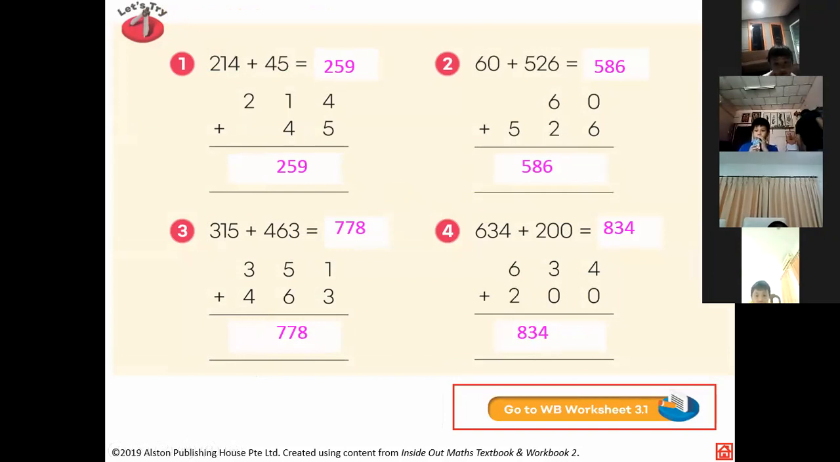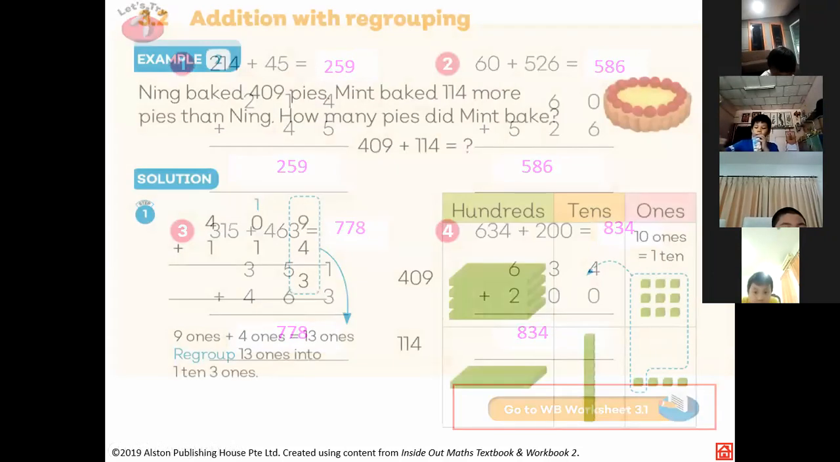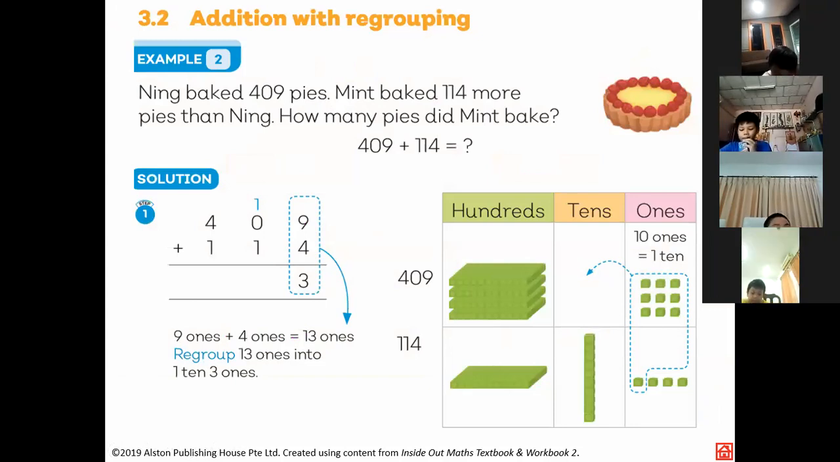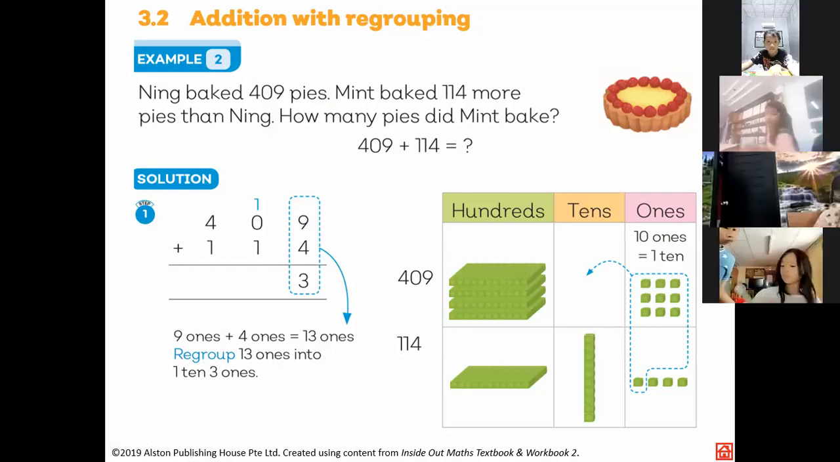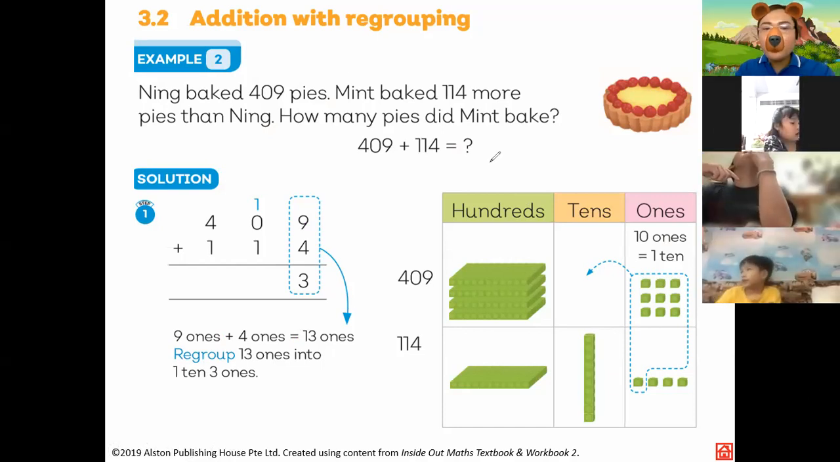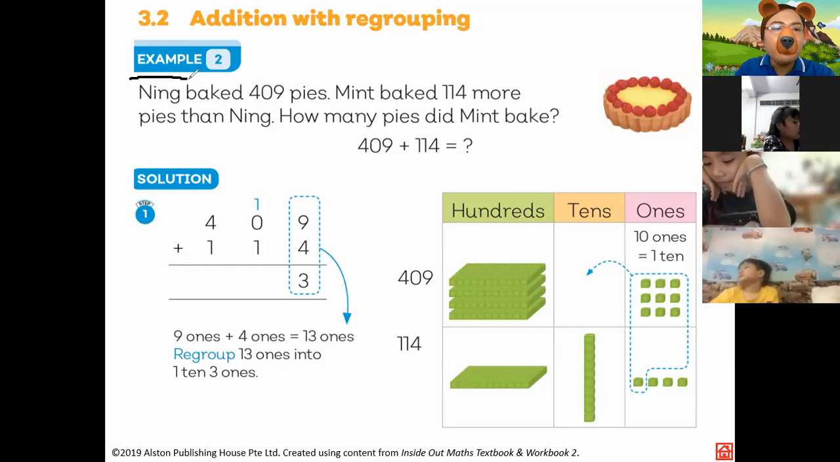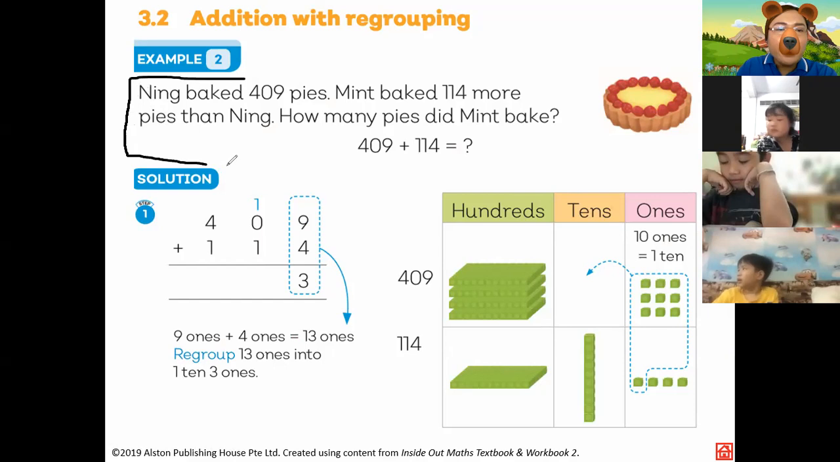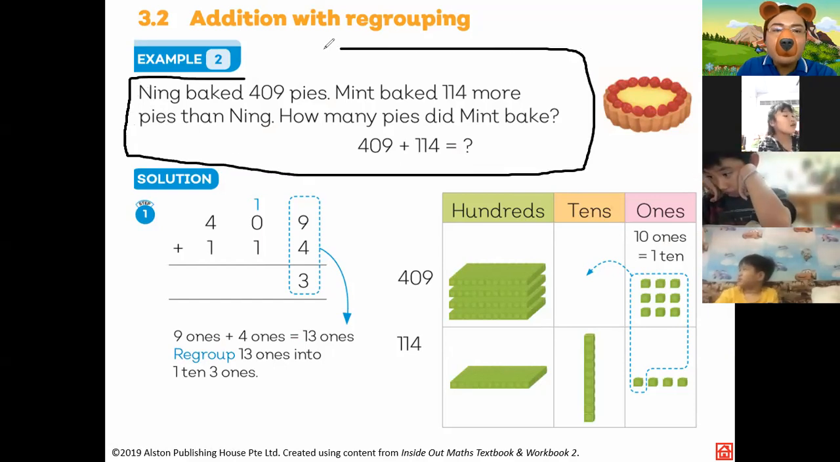Okay. All right. Now turn your book to page number 39. Okay, so here we have addition with regrouping, okay? Addition with regrouping. So here's the example number 2. Bowie, can you read example number 2, please?